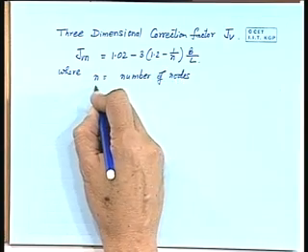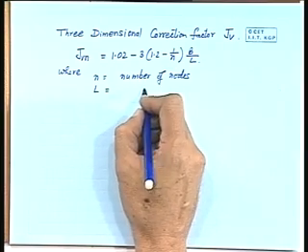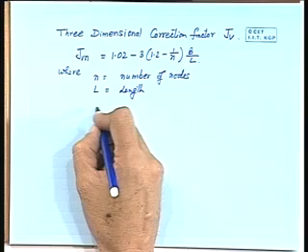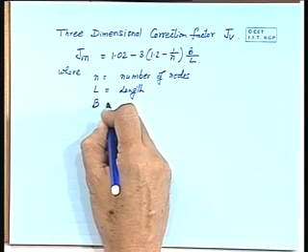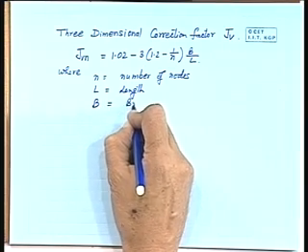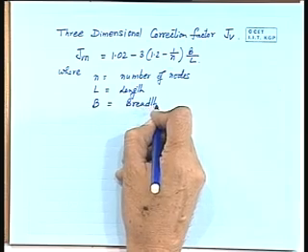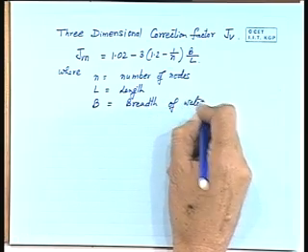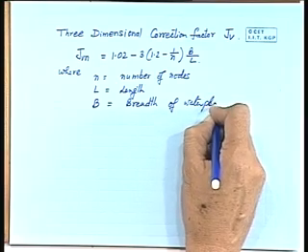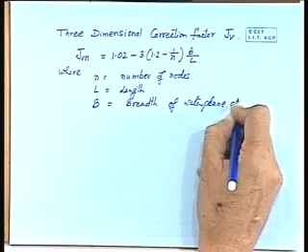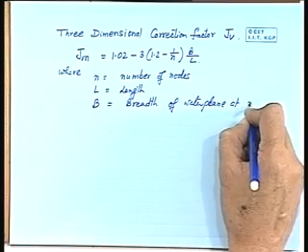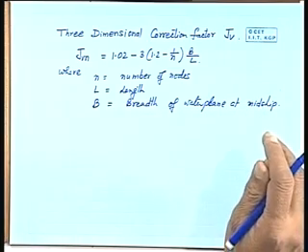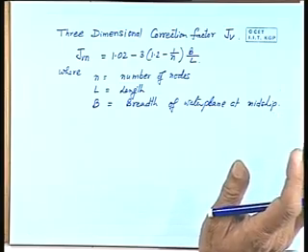N is the number of nodes, L is length. I will simply stop there as length, and breadth of water plane at midship. Now, cleverly I am avoiding the terminologies.